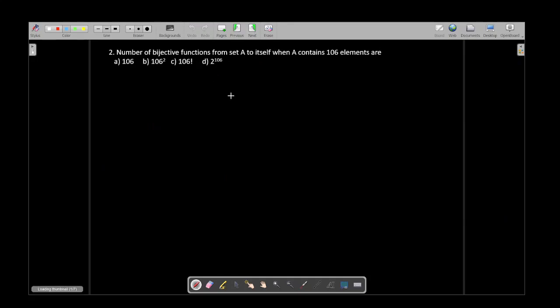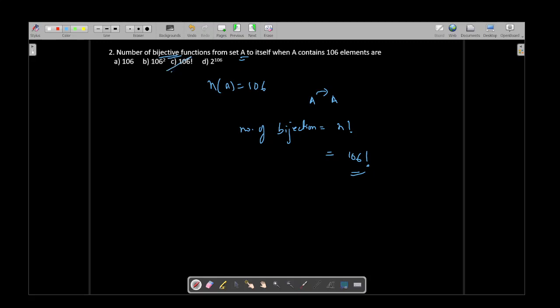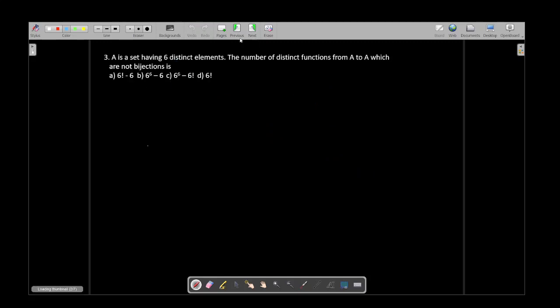Next problem we'll solve. So we have set A. Number of elements in set A is 106. We need to find the number of bijective functions from A to A. From A to A, the number of bijections is actually n factorial, which is 106 factorial. Option C is correct. Next we'll take another problem.